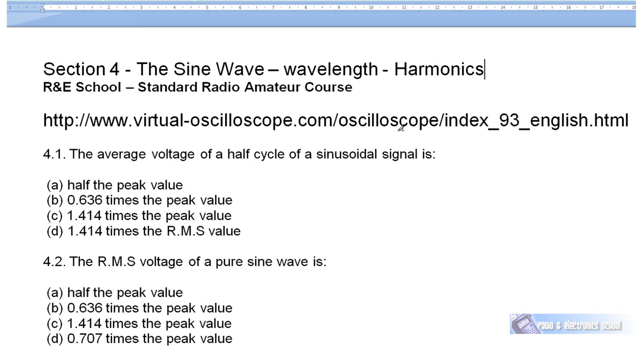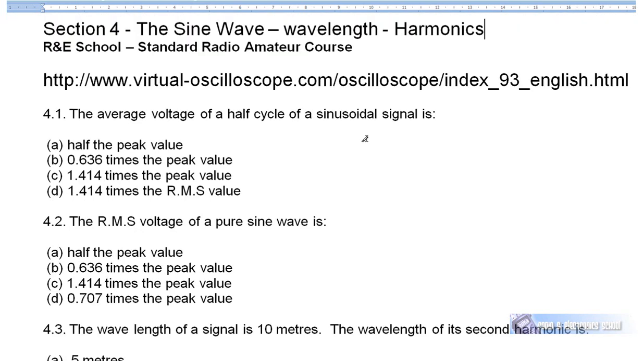Question 4.1. The average voltage of a half cycle of sinusoidal signal is, and the average is not really that important to us in radio, but we need to be aware of it. The average value, not the RMS value, the average value is 0.6 of the peak value. So if the peak value was 100 volts, the average value would be 63.6 volts.